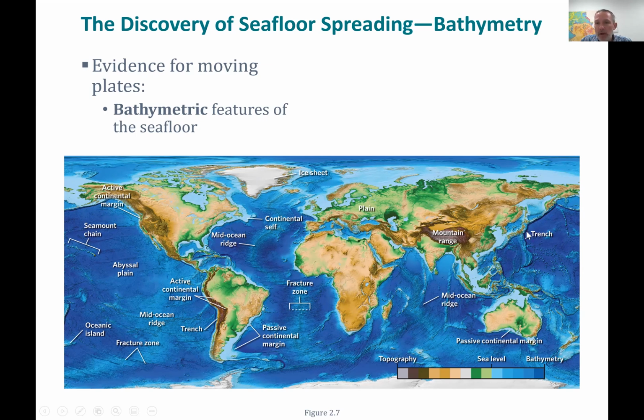Additionally, I mentioned there's some areas that are very, very deep. Here is the Mariana Islands, and we have Marianas Trench associated with that one. It's the deepest. Marianas Deep is in Marianas Trench, which is the deepest portion of this trench. But we can see these trenches off the coast of South America and to the east of Asia. So we'll talk about these trenches and why these trenches exist.